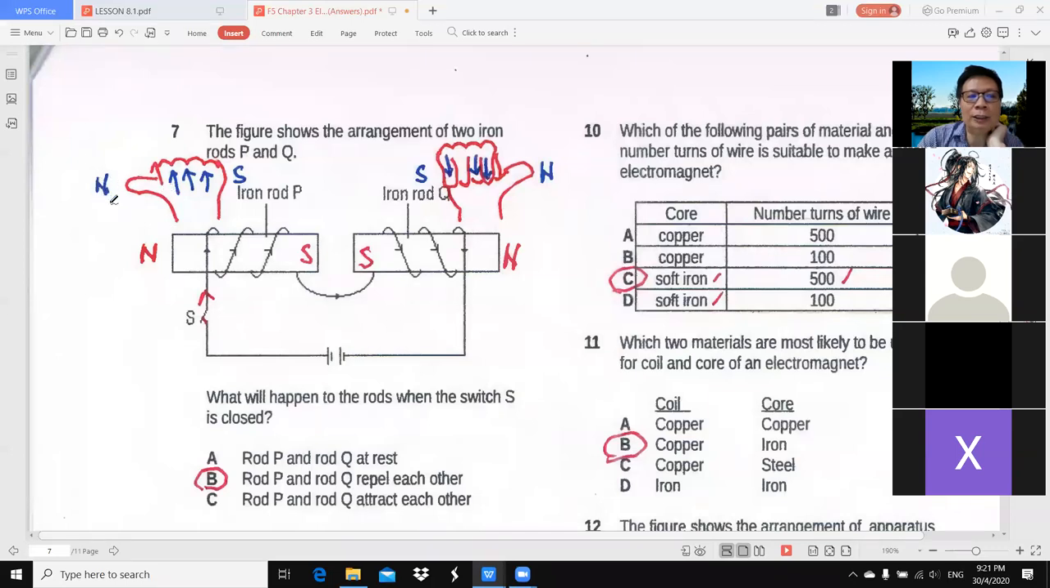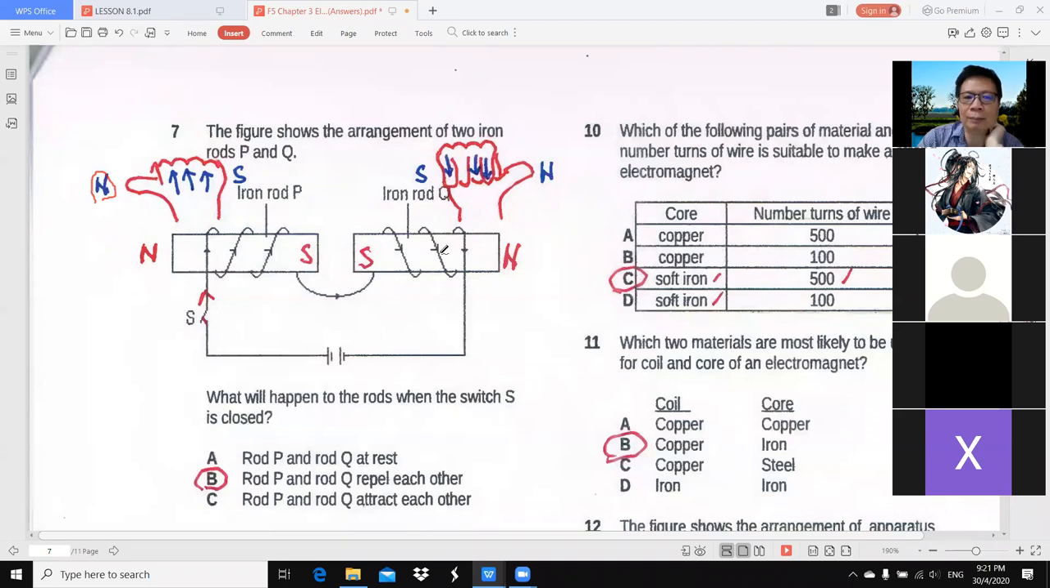So remember that this right hand grip rule shows the poles. Your thumb points to the north when you hold it this way. Why hold like that? Because the current goes up, so you follow like this and go up. The thumb points here, so here is north. When here is north already, this one automatically becomes south. No need to check, okay?